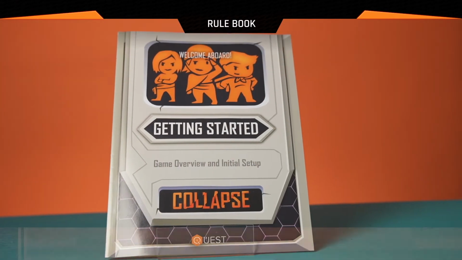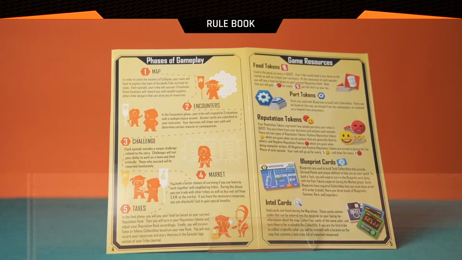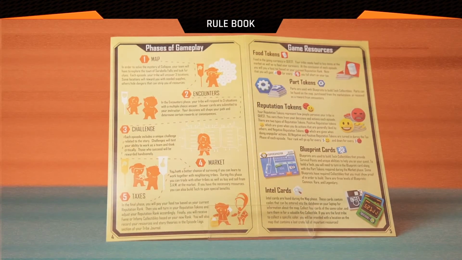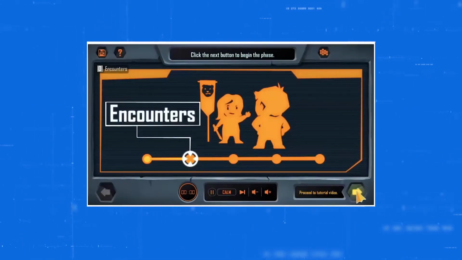It is recommended that you read through the entire Getting Started rulebook to get a basic understanding of the game. Don't worry about remembering everything in this rulebook though. As you play through the game, videos will instruct you and your students what to do next.